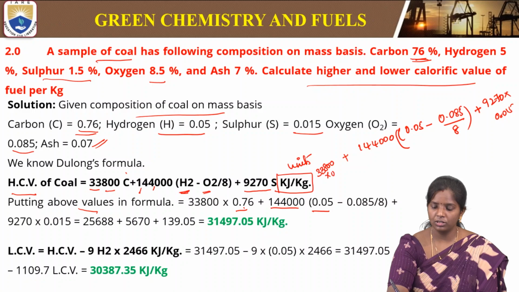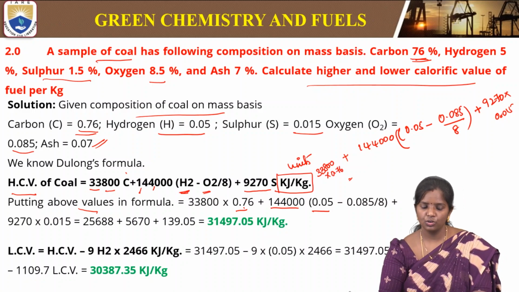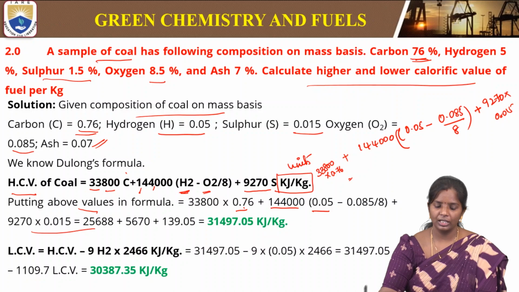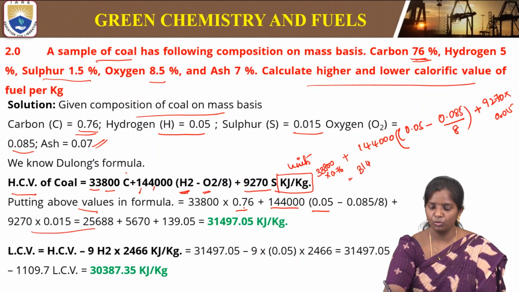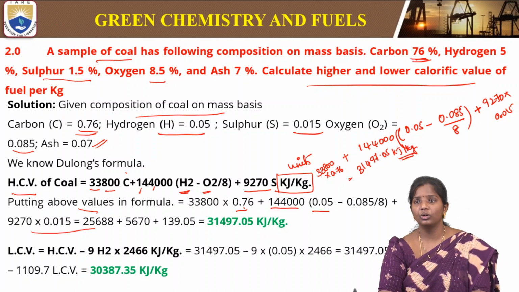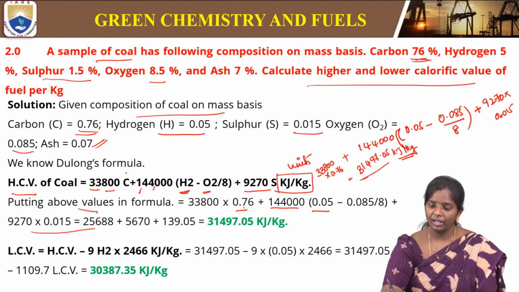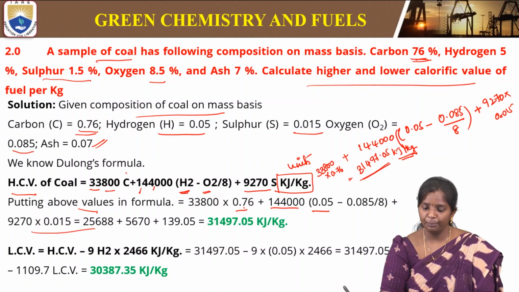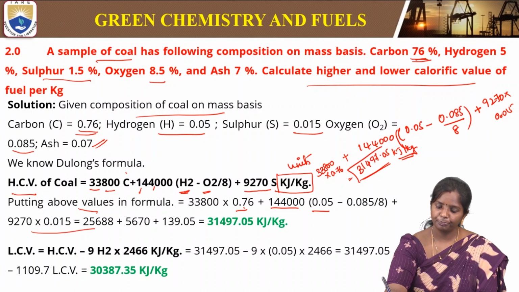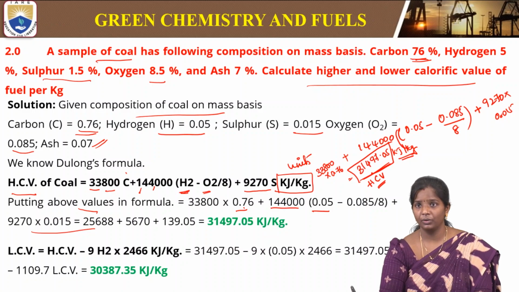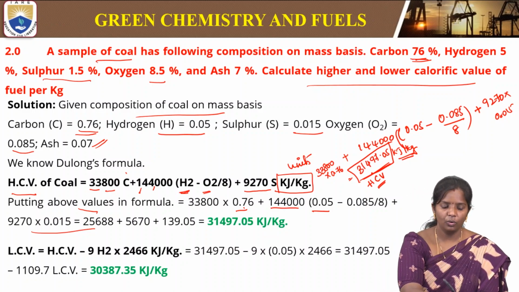33,800 into 0.76. So upon calculation, we get the value of 31497.05 kilojoules per kg. Always remember the units. Units have very importance and significance. Without units, the value is of no value. So whenever we report, we have to also write the units. So this is the HCV value, the higher calorific value. Now we find the lower calorific value.